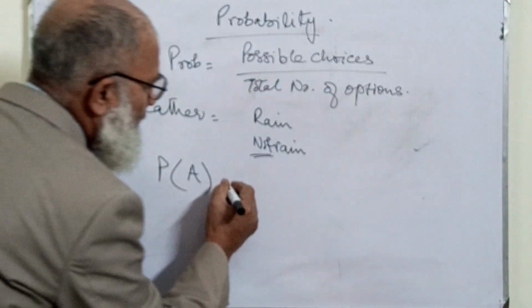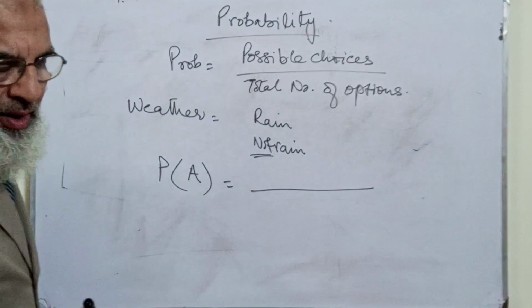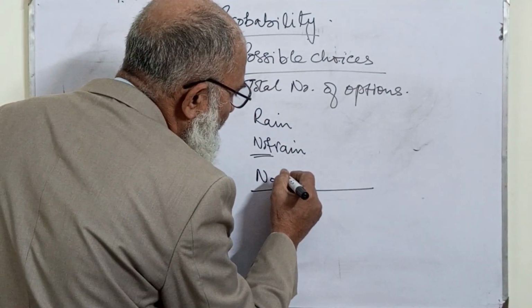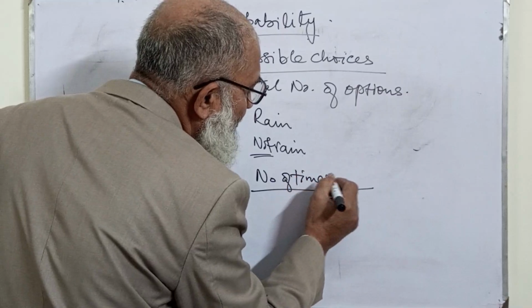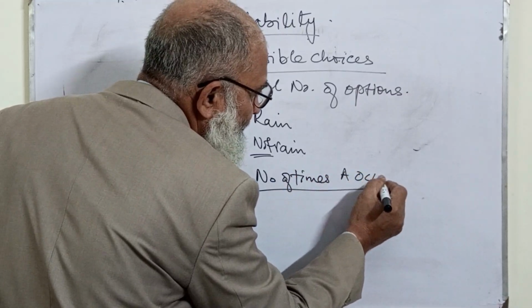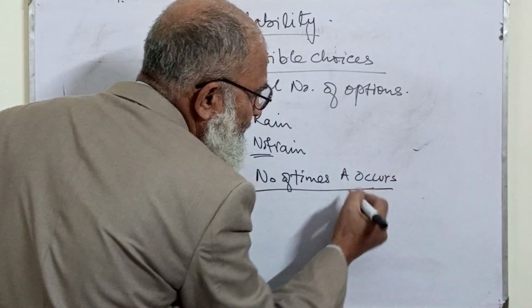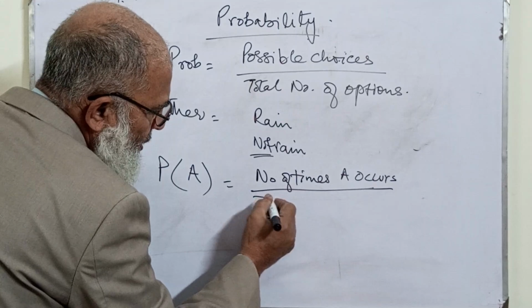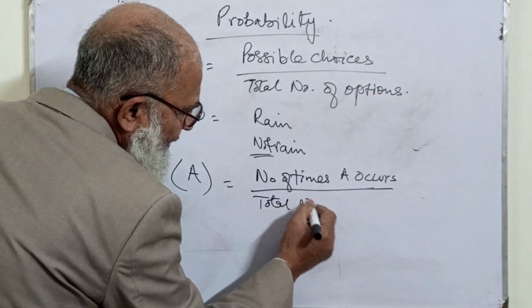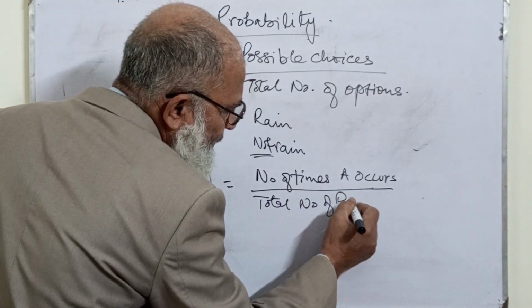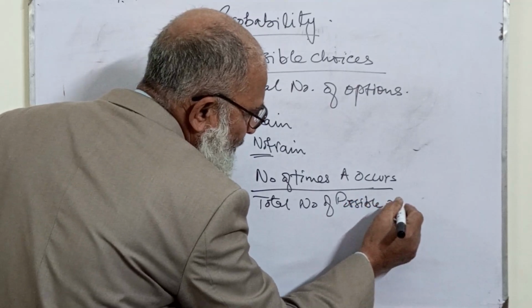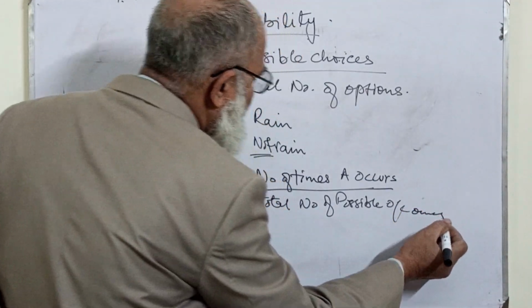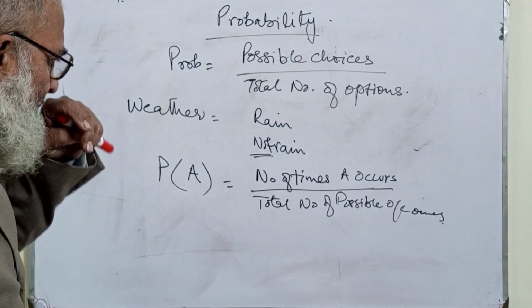Probability of A is equal to the number of times A occurs, and the total number of possible outcomes. It is one and the same thing.